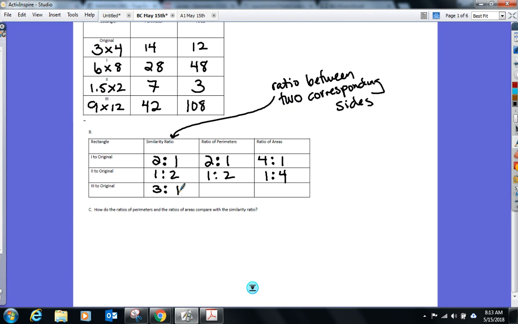Perimeter ratio, 42 to 14. Also, 3 to 1. And what about 108 to 12? 9 to 1.